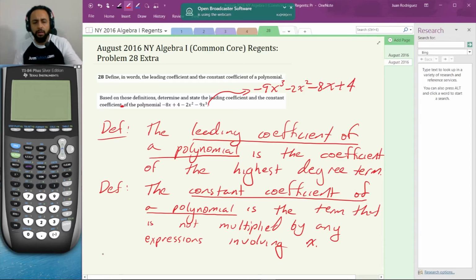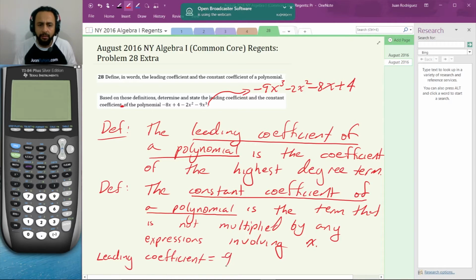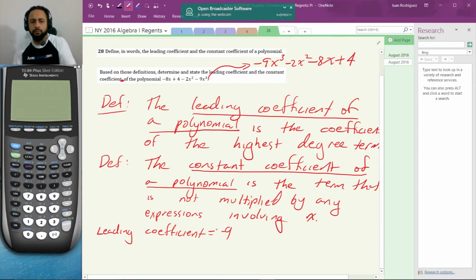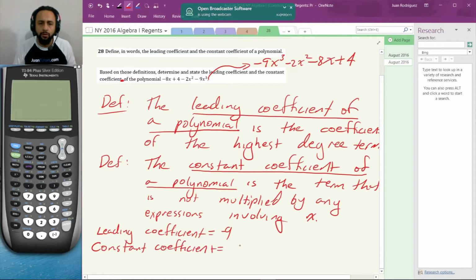So the leading coefficient is equal to -9, and the constant coefficient is equal to 4. Okay, that is your answer to this whole question.